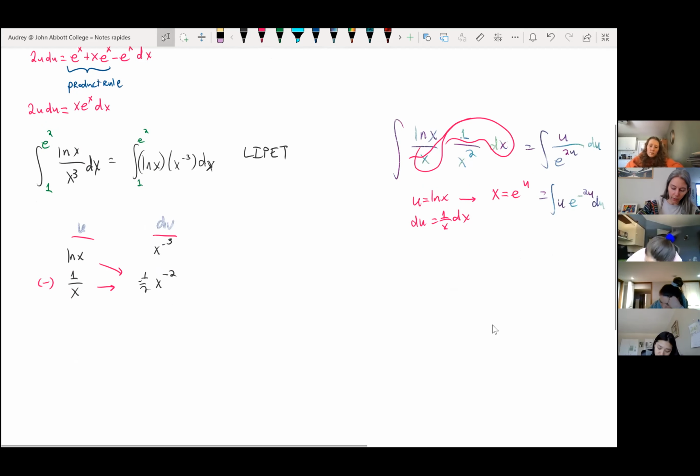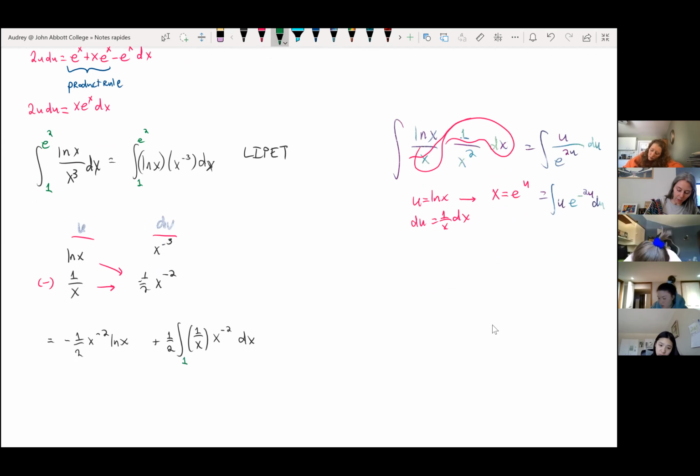So then we're going to have that this is equal to negative 1/2 x to the negative 2 ln x plus 1/2 times the integral of 1 over x times x to the negative 2 dx. And our bounds, I would stick my bounds on my integral sign here, and then I'm going to stick them here as well. Whether or not you put them right here is really not that important, as long as you bring them back at the end.